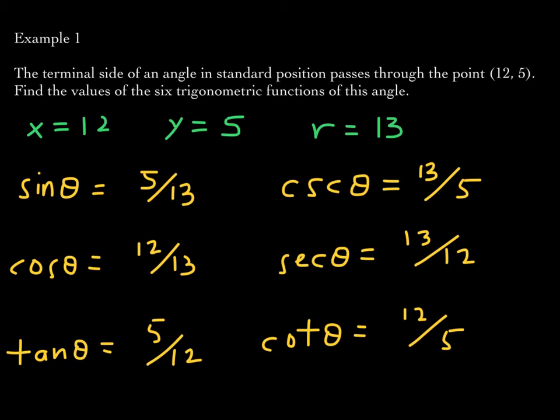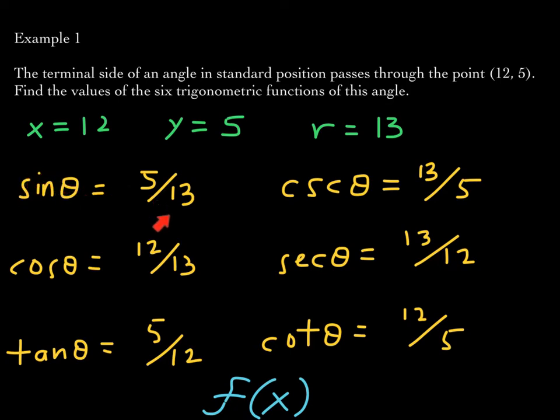Maybe I should write this down. When you had something like this, f of x. F is the name of the function, x is your argument, right? Or your input. So sine is the name of the function, and theta is your argument. Theta is your input. So be very careful to not write sine is equal to 5/13. No. It's sine of theta is equal to 5/13.